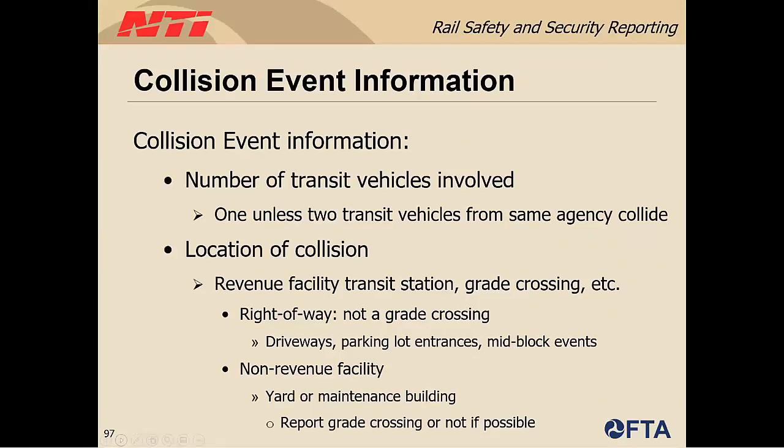On the collision event screen, this captures the information about the number of transit vehicles that are involved. This answer would always be 1 unless 2 transit vehicles from your agency collided. The location of the event, such as the transit facility or the right-of-way, the grade crossing, whatever the case may be.